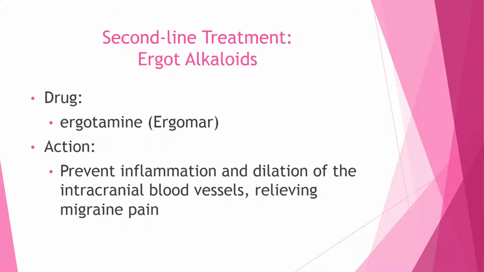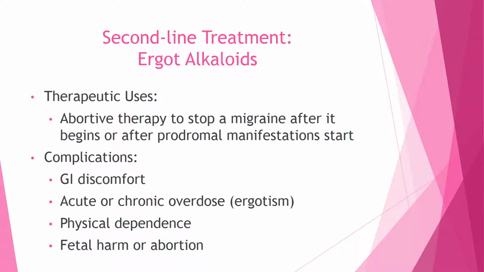Okay, so then your second line is your ergot alkaloids. Ergotamine. Action is once again preventing that dilation and inflammation of those intracranial blood vessels. It's used as an abortive therapy. GI discomfort, starting with complications. So administer an antiemetic, such as Reglan, which is your metoclopramide.